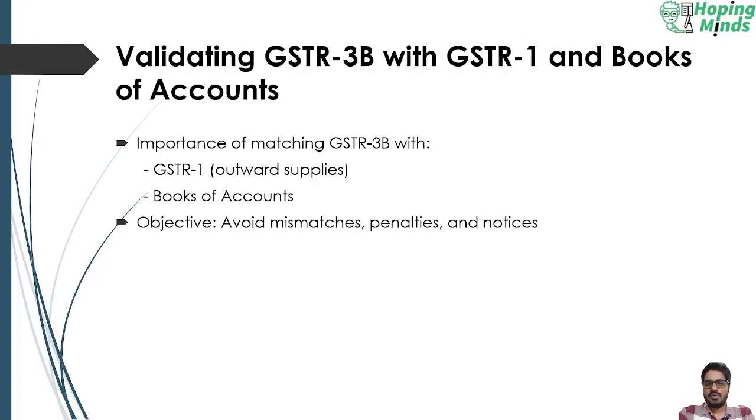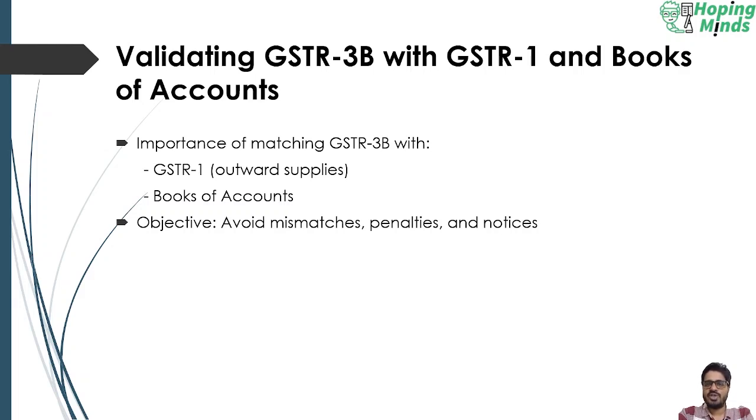Today we are going to see how GSTR 3B is reconciled and validated with GSTR 1 and books of accounts. So today we are going to learn about the importance of matching GSTR 3B with GSTR 1, that is outward supplies return, and books of accounts. The objective to learn about validating GSTR 3B and GSTR 1 is to avoid the mismatches, the penalties and the notices issued by the department.